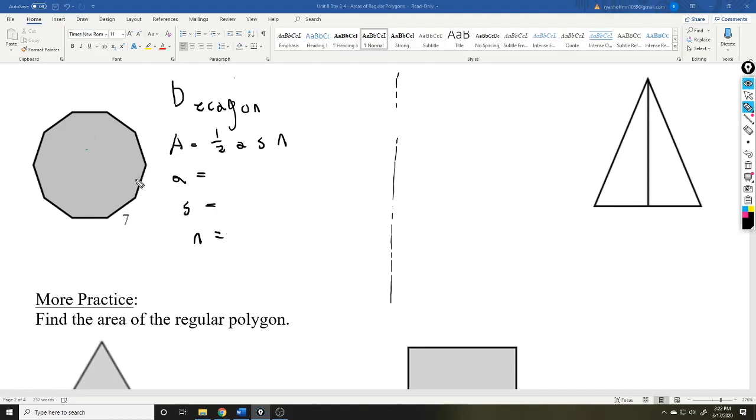So we just said we have 10 sides, so let's fill that in. And what is this 7? Well, this 7 is a side. So we have a side length this time being 7. And to get A, our apothem, we need to go over here to our triangle.